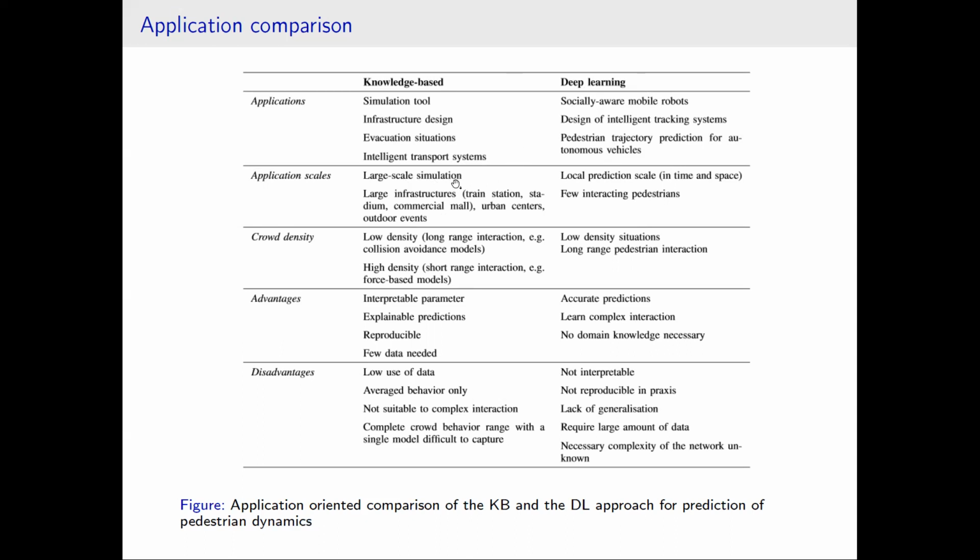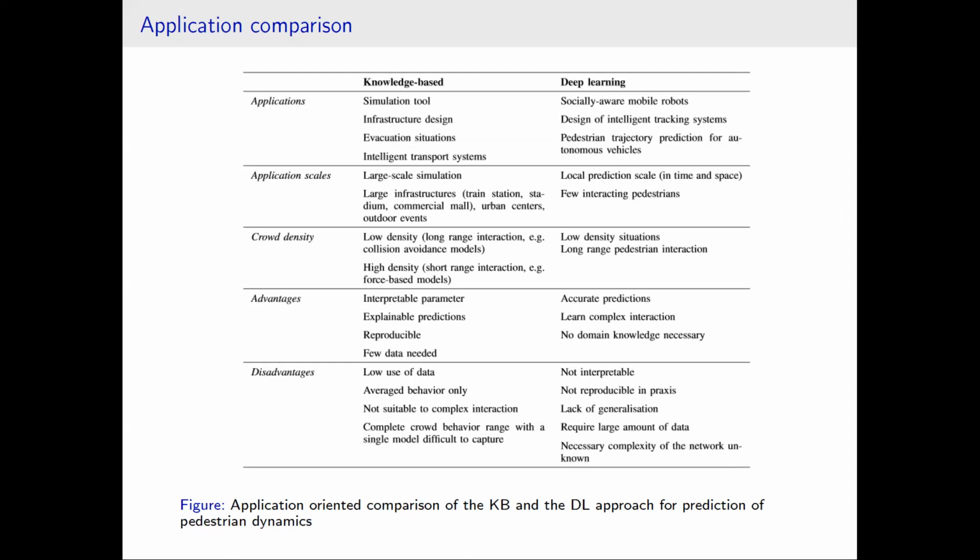Knowledge-based models are used for large-scale simulations, for example for infrastructures like train stations, stadiums, or malls. But the deep learning approach often focuses on just a few pedestrians who are interacting on a local scale, a local pedestrian scale in time and space. And this is also important for the crowd density, because deep learning approaches are mostly used in low density situations with just long range prediction interactions, whereas the knowledge-based models are used for both. They can be used for high density situations where you have crowds of pedestrians, or for low density situations.